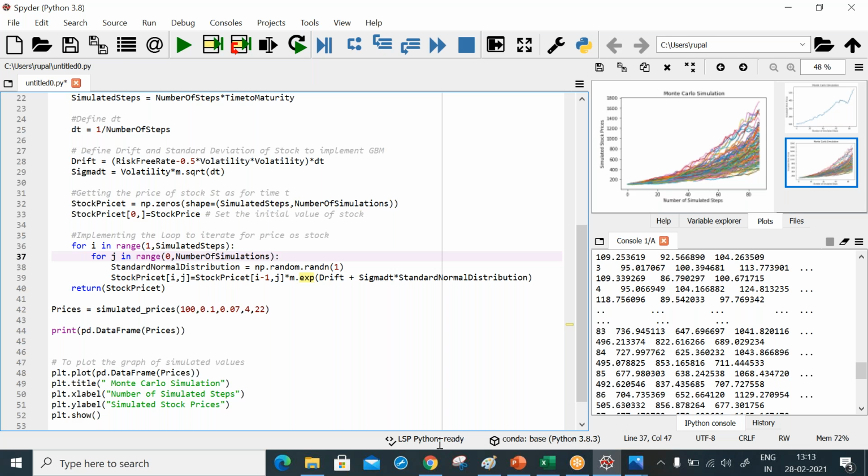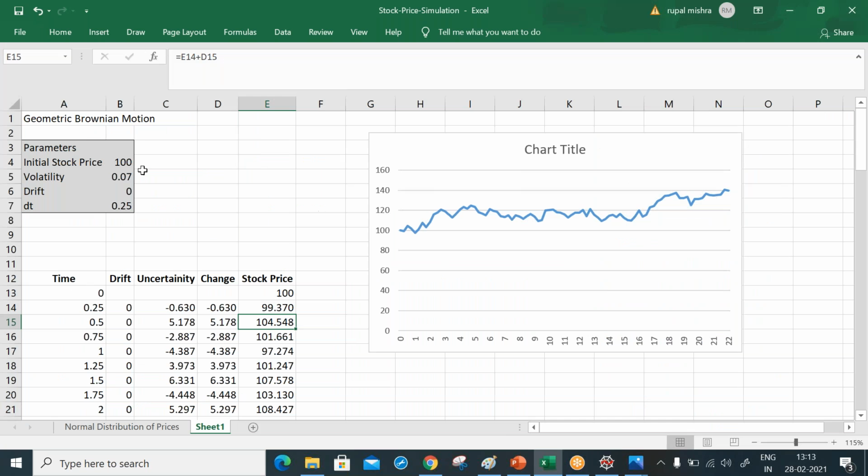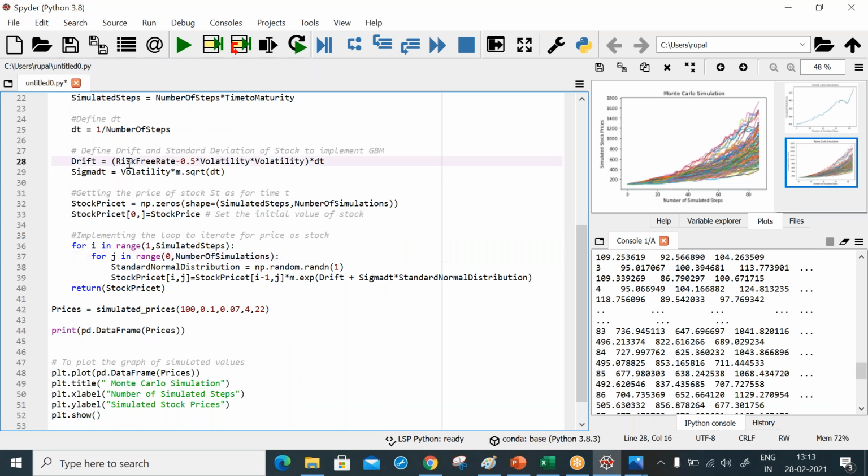And the second difference that we are seeing is, yesterday we already assumed the value of drift, and today we are calculating the value of drift. That is the only difference. Today we are calculating the value of drift using this formula. Yesterday we were directly putting the value of drift.